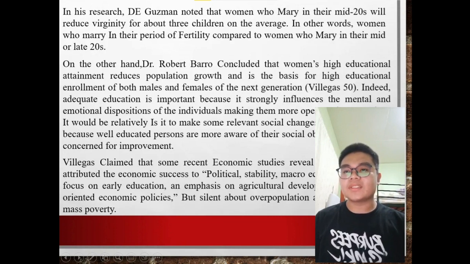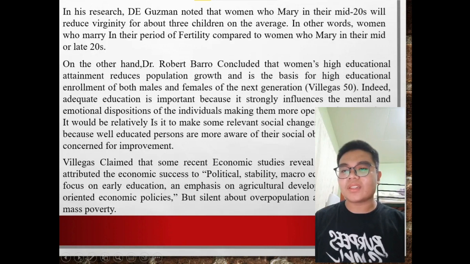In his research, De Guzman noted that women who marry in their mid-20s will have about 3 fewer children on average. In other words, women who marry in their period of peak fertility have more children compared to women who marry in their mid or late 20s. On the other hand, Dr. Robert Barrow concluded that women's high educational attainment reduces population growth and is the basis for higher education enrollment of both males and females of the next generation.